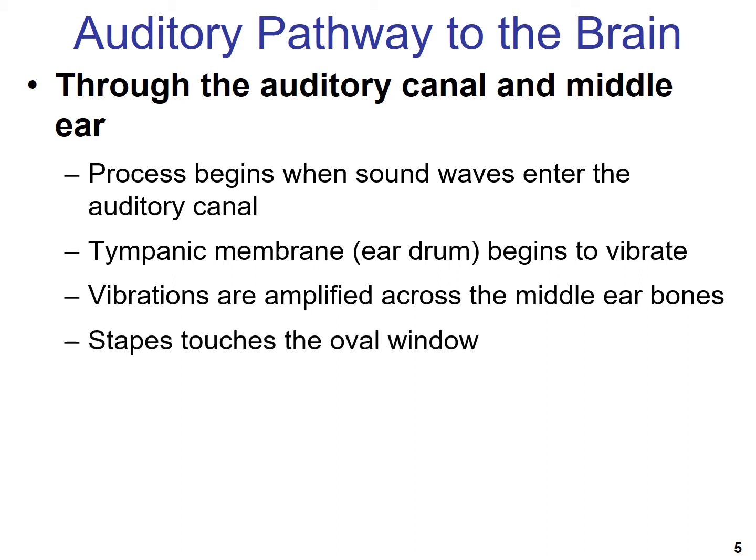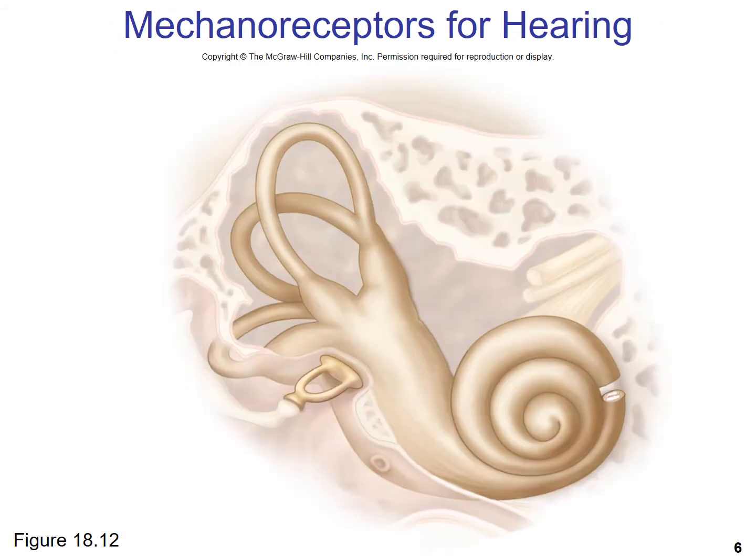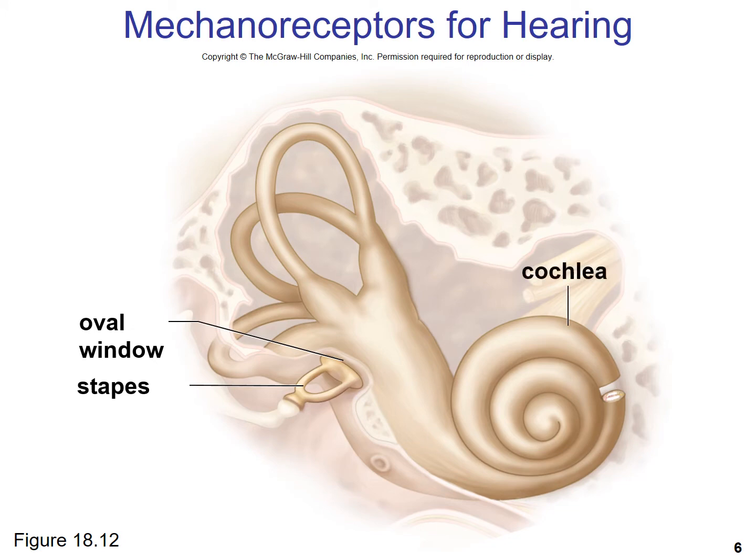The stapes touches the oval window. When the oval window vibrates, it sets up vibrations in the fluid inside the cochlea, so the fluid is literally vibrating within the cochlea. And so here's a more detailed picture. Here's the stapes, and it connects at the oval window. This is the cochlea, and this is the round window.